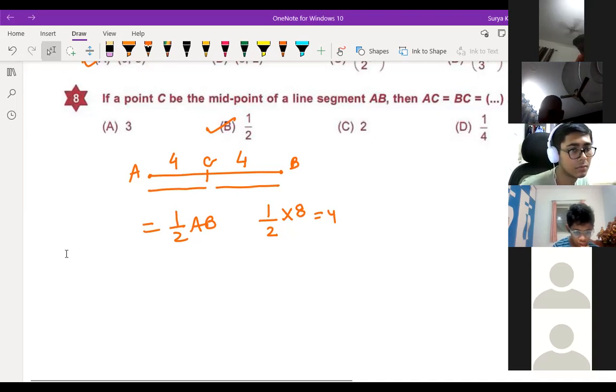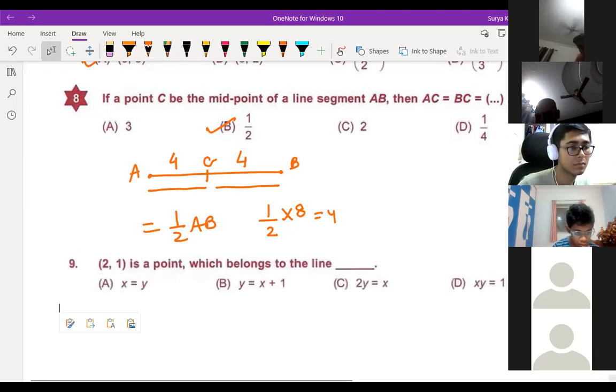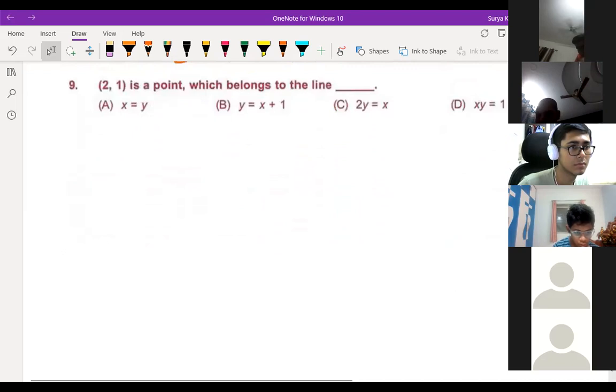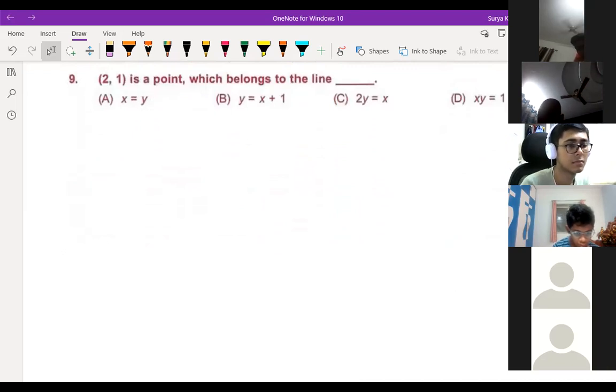This is an easy question. (2, 1) is a point which belongs to the line. It means simply you put the value and get the answer in x and y. X you put 2, the y should come 1. So the first will never be the answer. The second also will be C.